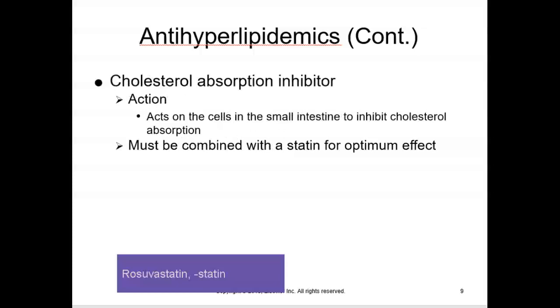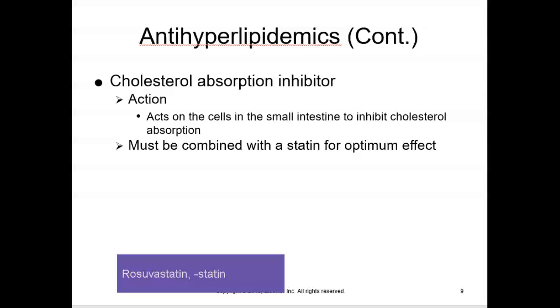Your next classification are the HMG-CoA reductase inhibitors, better known as statins. And rosuvastatin is your prototype statin. But also, if you look on your list of medications in this chapter, you'll see that statins frequently end with S-T-A-T-I-N, statin. That's your clue that you're dealing with a statin. The statin drugs work by inhibiting an enzyme, the HMG-CoA reductase, and cholesterol synthesis. By inhibiting cholesterol synthesis in the liver, this group of antihyperlipidemics decrease the concentration of cholesterol, decrease LDL, and slightly increase HDL cholesterol. Statins are useful in decreasing coronary artery disease and reducing mortality rates.